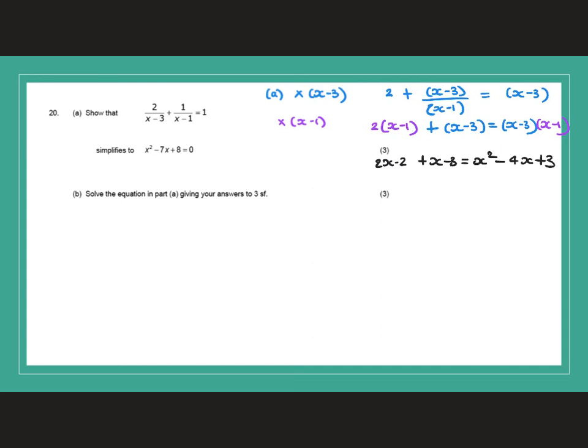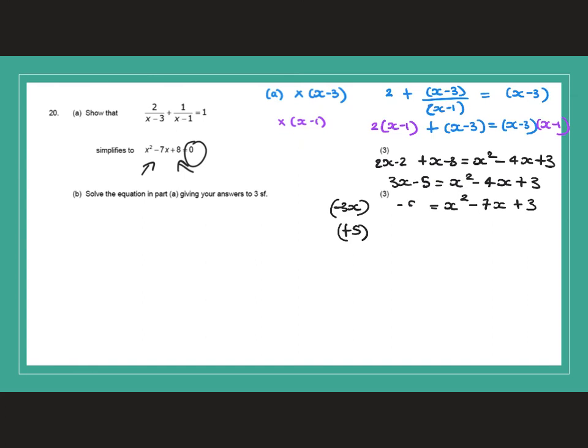And we need to rearrange it so we get this quadratic over here. So the left-hand side simplifies to 3x minus 5. And I need to make one side equal to 0, so I'm going to minus 3x and I'm going to add 5. So subtracting 3x gives me, on the right-hand side, x squared minus 7x plus 3. And then adding 5 gives me a 0 on the left, and on the right-hand side it gives me an 8. So there's the result we needed.